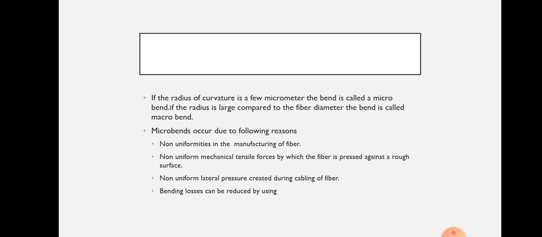They are small bends. Bending losses can be reduced by using the shortest possible operating wavelength, and also a fiber with a large relative refractive index difference. When we choose fibers like that, the bending losses can be reduced. Here the picture shows a microbend and a macrobend. The first figure, A, shows the microbend, a small bend, and the second figure shows the macrobend, whose curvature is large.